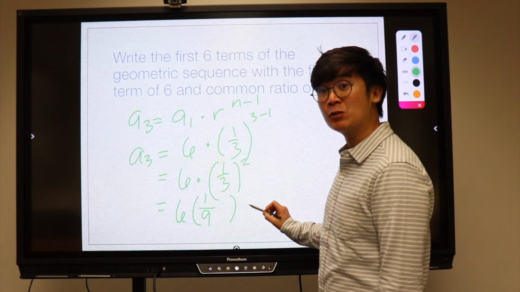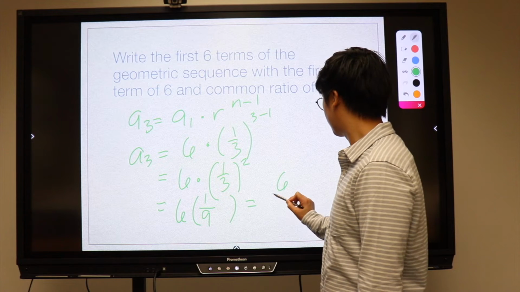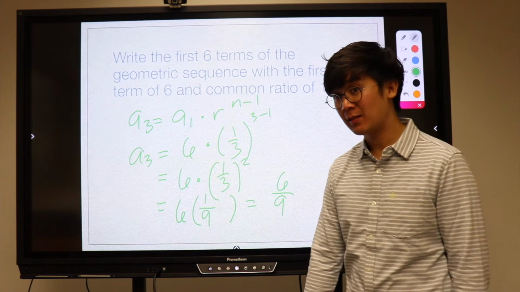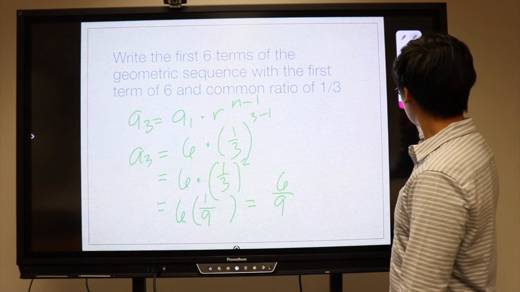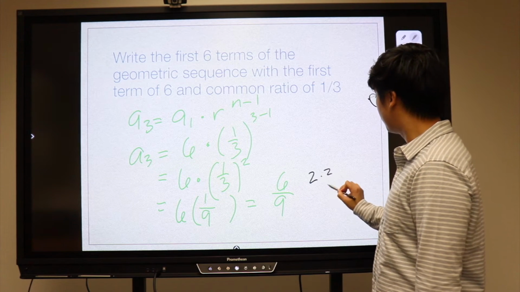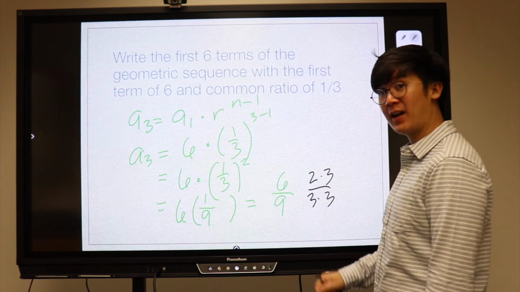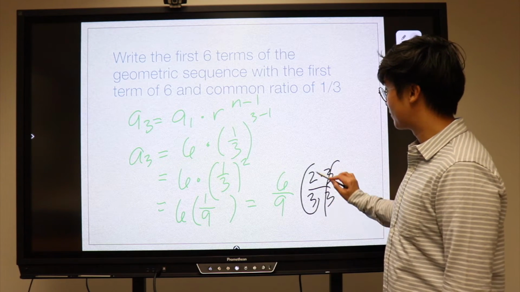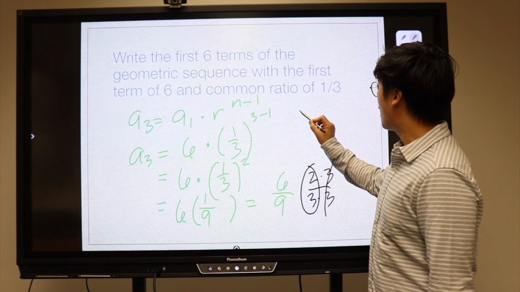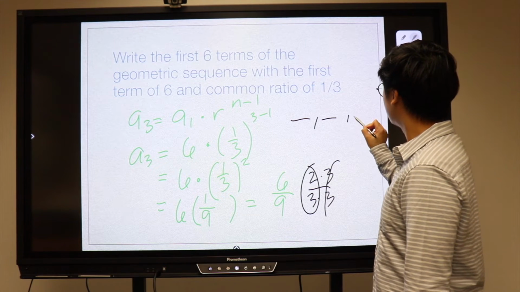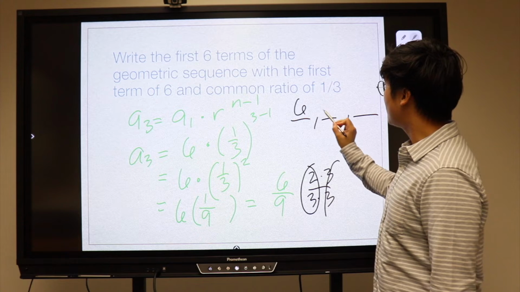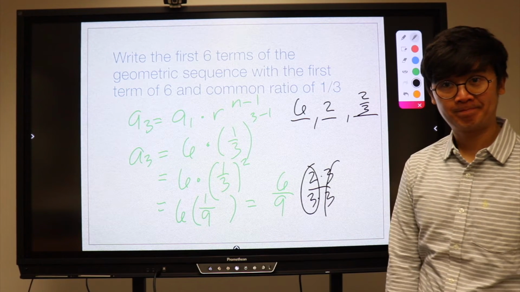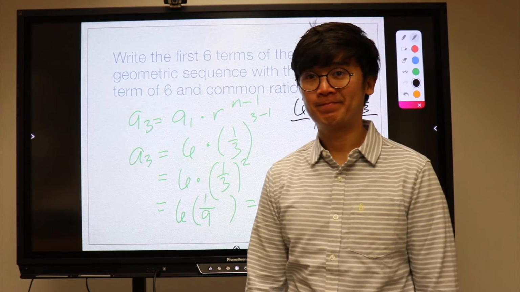And what is 6 times 1 over 9? 6 over 9. Can we simplify this? Yes, this is 2 times 3, and this is 3 times 3, right? So it's 2 over 3. So the first three terms, what was the first one? 6, 2, and 2/3. Okay?